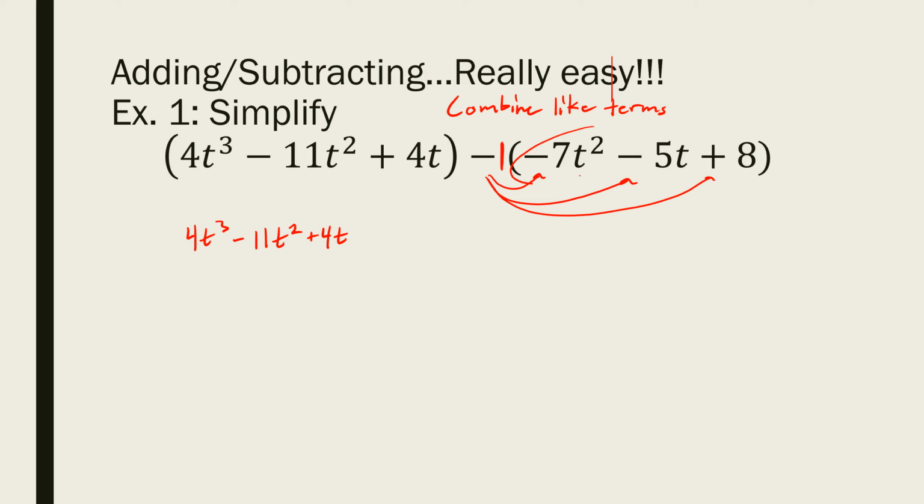So this -7t squared, when multiplied by -1, becomes +7t squared. The -5t becomes +5t. The +8 becomes -8. And now all the parentheses are gone because I've distributed in, which kills the parentheses, and all I have to do is combine like terms. This 4t cubed, no like terms.